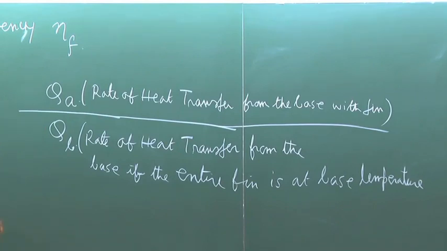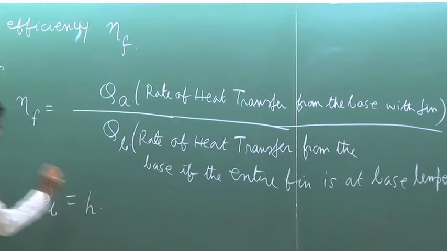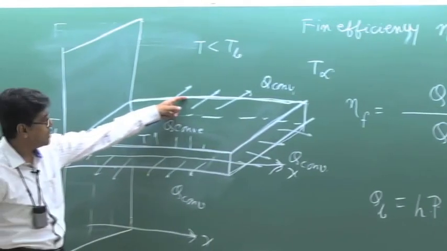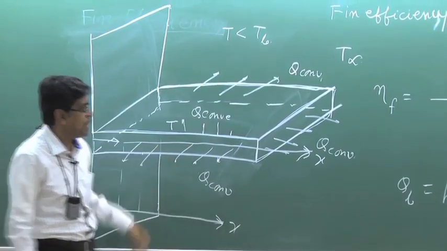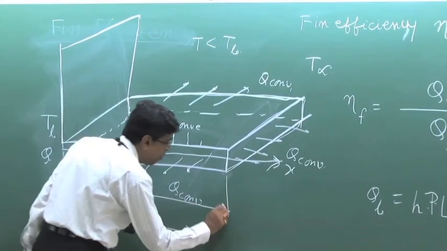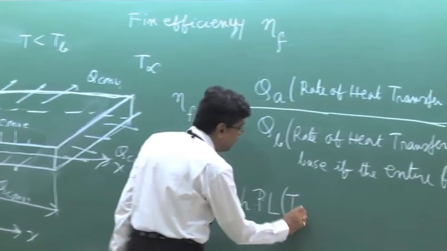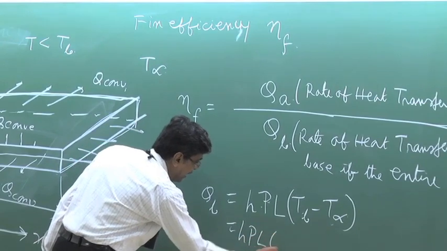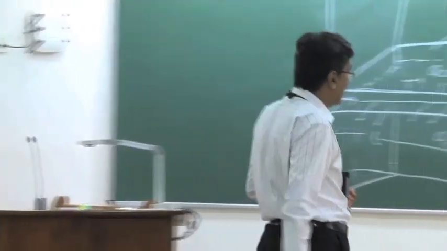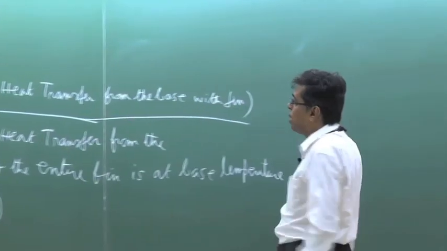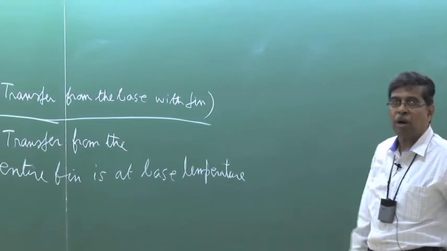Now, Q_B therefore can be written like this. If h is the heat transfer coefficient, with our nomenclature P as the perimeter of the fin, that means the sum of this dimension plus this, into 2, this side and the bottom surface, that is the perimeter, into the length of the fin, times the theta_B, because the entire fin is at base temperature. So therefore, the ideal heat transfer, considering the fin to have infinite thermal conductivity, is h P L theta_B. Therefore, the expression of fin efficiency depends upon the expression of Q_A.